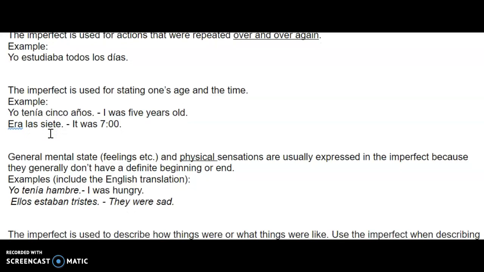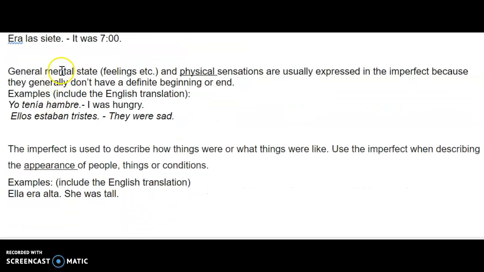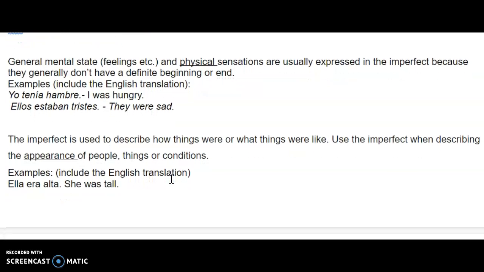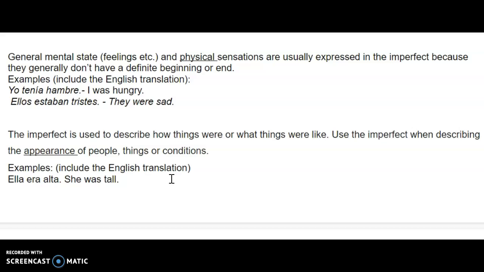Okay. Also, we use this tense to talk about feelings and your mental and physical state. Okay, so like physical state, like yo tenía hambre, I was hungry. Ellos estaban tristes, they were sad. We use this tense to talk about those kinds of things, and also to describe people's appearance and personality, what they were like. Okay, so ella era alta, she was tall. This tense and the other past tense, the preterite, are a little complicated, and we'll definitely work with them a lot more in Spanish 3 as well. So don't worry if you don't have down when to use each one yet. It takes a little bit of time, and that is okay.